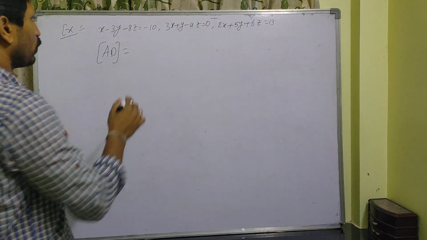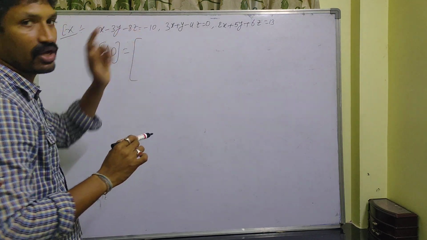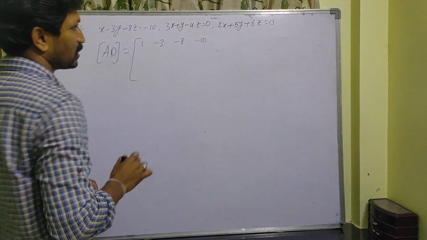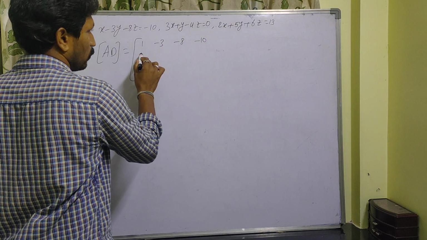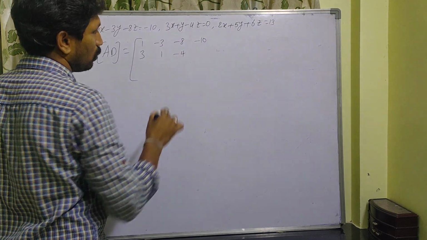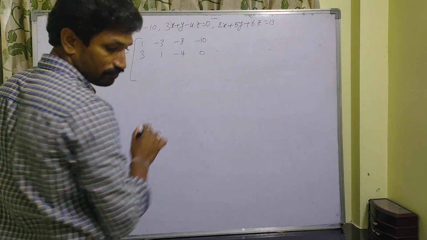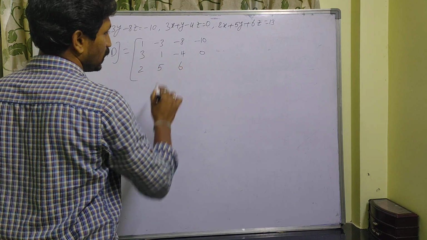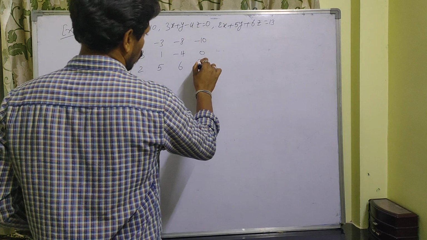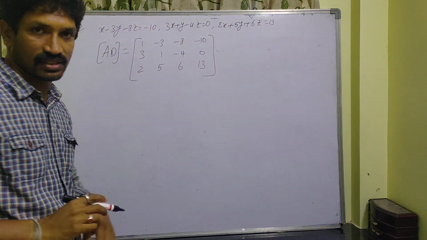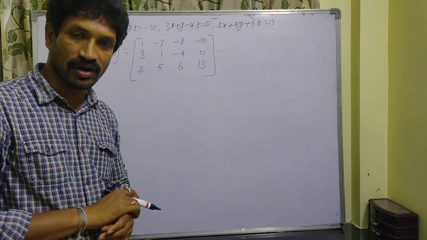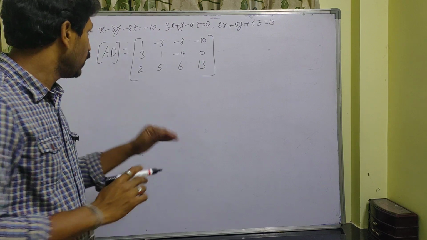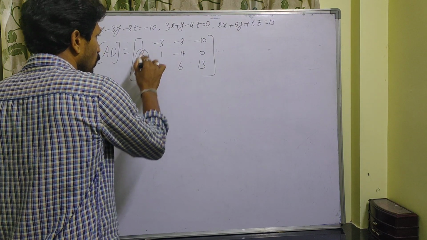Okay. Matrix AD you take. First you have to write all the coefficients: 1, minus 3, minus 8 and the constant here, minus 10. And second equation: 3, 1, minus 4 and here the constant is 0, very clear. Next, the third one is 2, 5, 6 and here the constant is 13. So this is the augmented matrix. Just convert this augmented matrix into echelon form. To convert to echelon form, the first step you know very well, that is nothing but making these two entries zeros by using the first row.